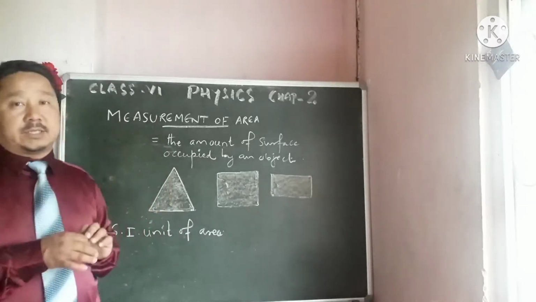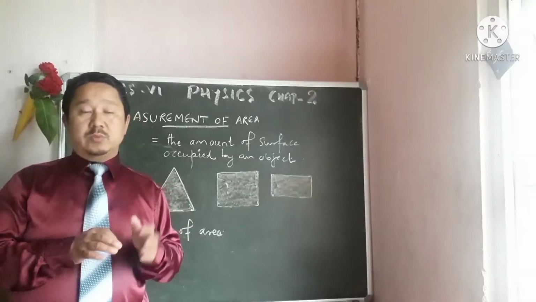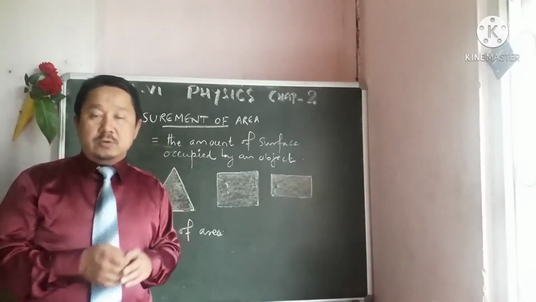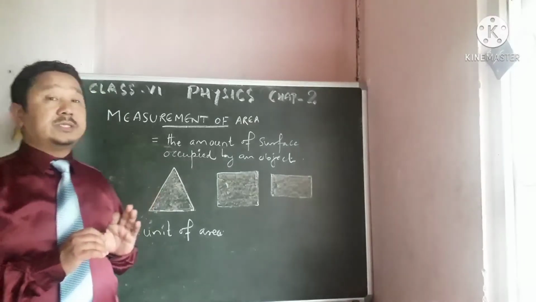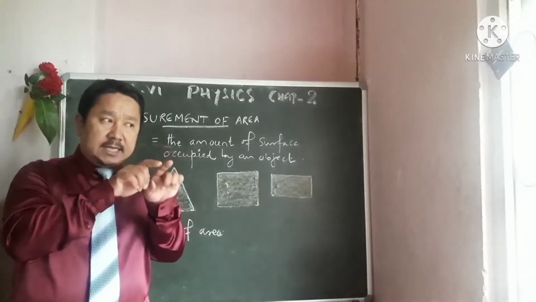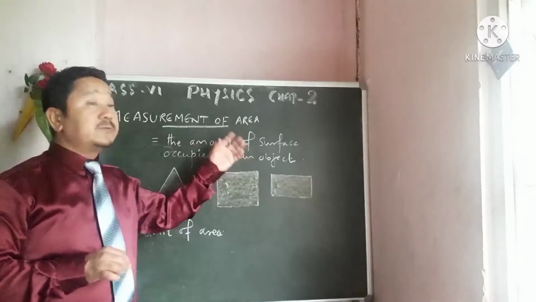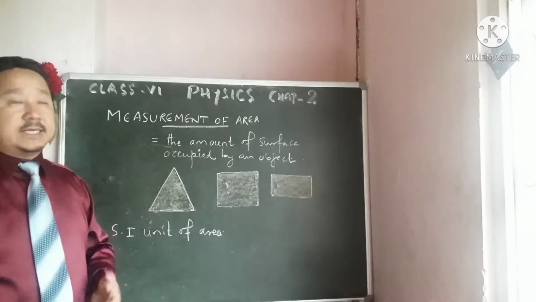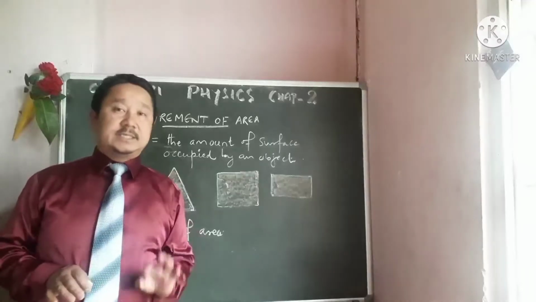Space is regarded as the volume, where we consider the length, breadth and height of that object. That is volume. But here we are not talking about volume, we are talking about area, where we consider only the length and breadth of the object. When we measure that length and breadth, that gives the amount of surface of that object, which is called area. In simple words, it is defined as the amount of surface occupied by an object.